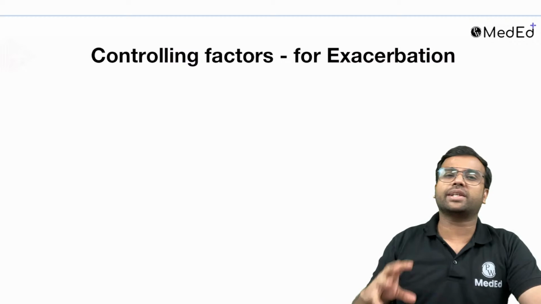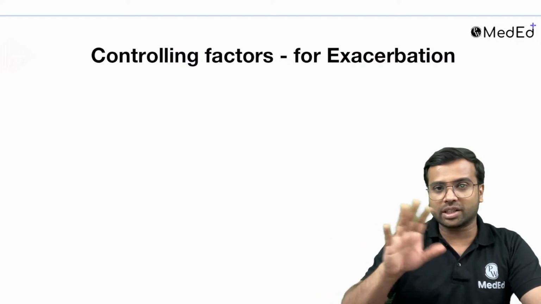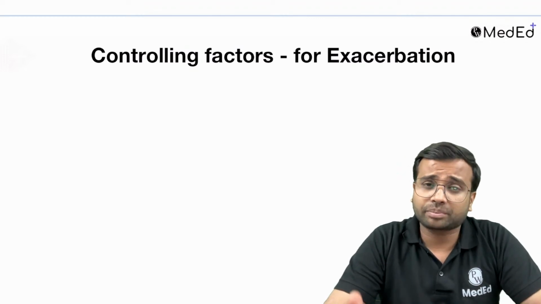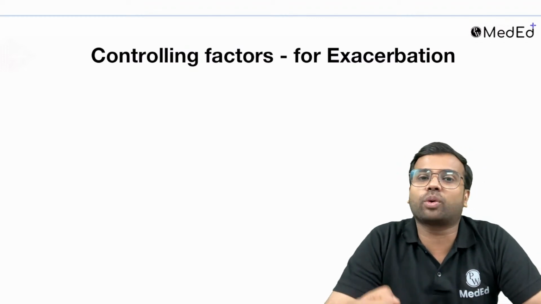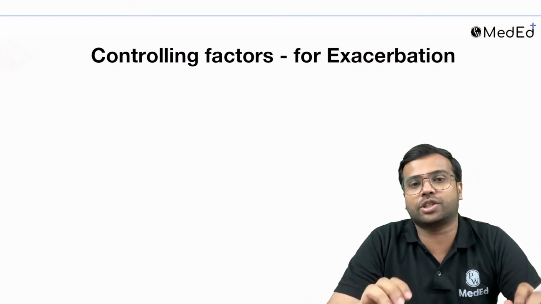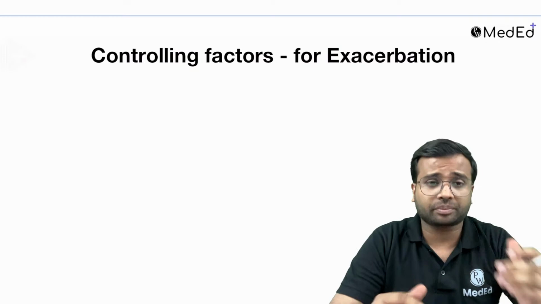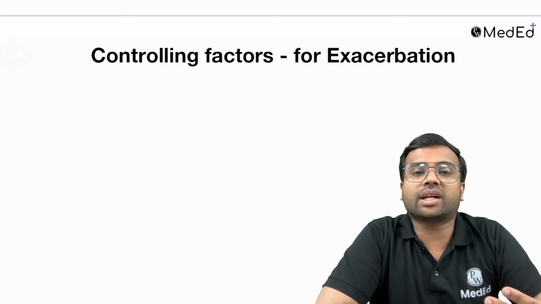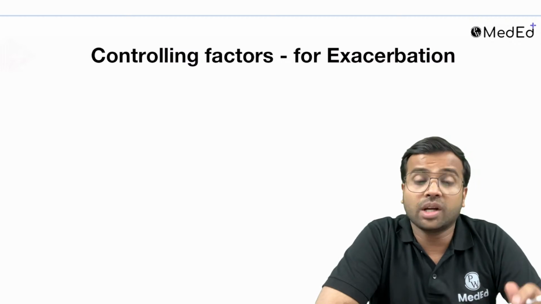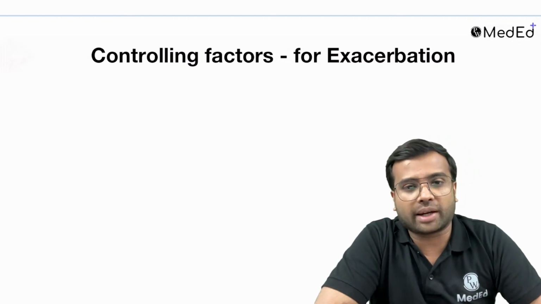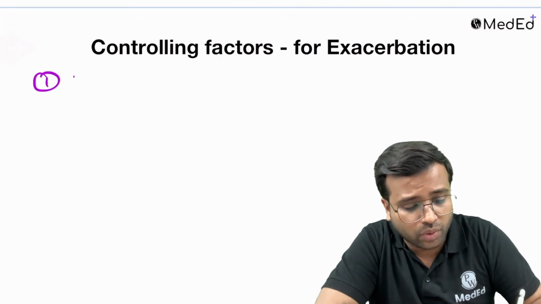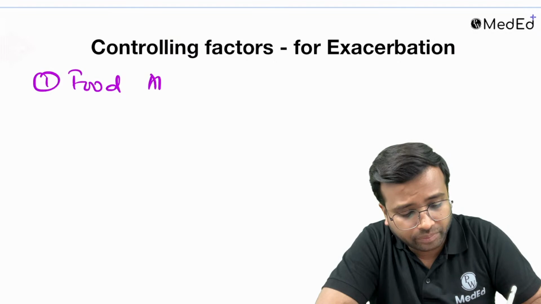For example, if I take any food items, if there is a change in my diet, again it is a problematic condition, because I start getting pruritus as well as some rashes over my skin, and there is extreme itchiness as well. All these are the things that happen with a patient of atopic dermatitis. Now what are those controlling factors for exacerbation? The first one can be food allergy.